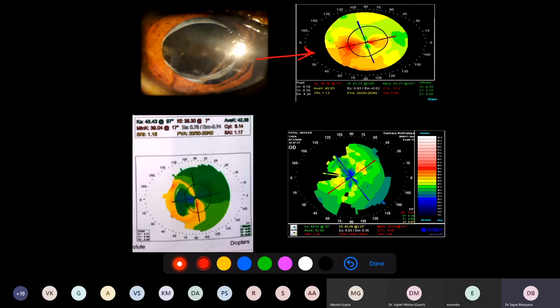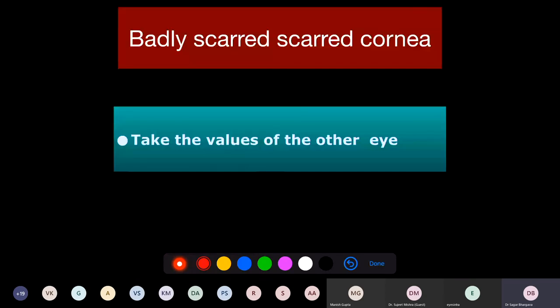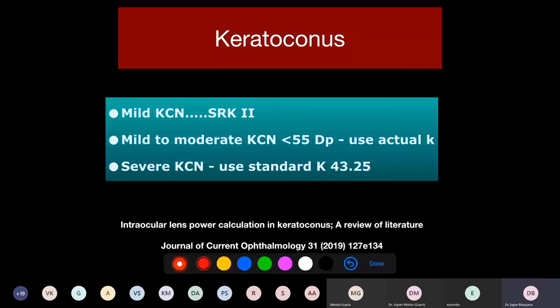A toric IOL was put. Here you can see there is a slight squeezing of one of the axes. So this also, you can use the same data for your IOL calculation. But see this, this is a totally scarred cornea. And you will still get K1 and K2 from this, but it may not be reliable. So you can always take values from the other eye in the badly scarred cornea.